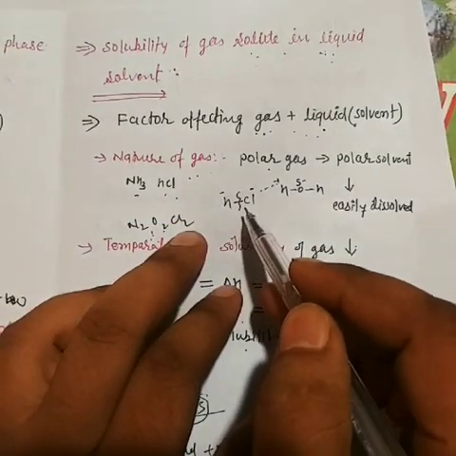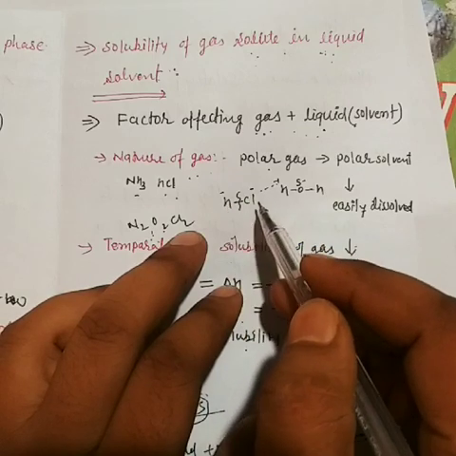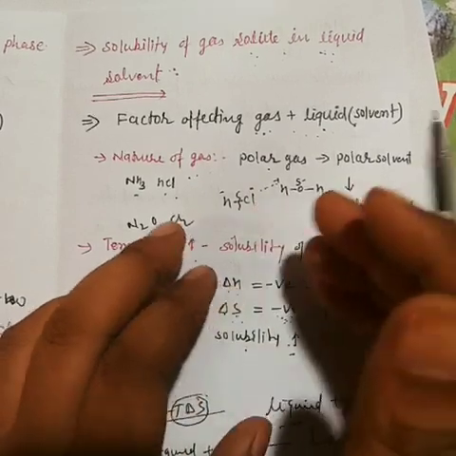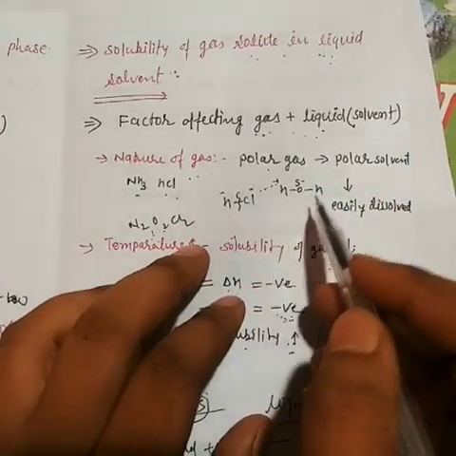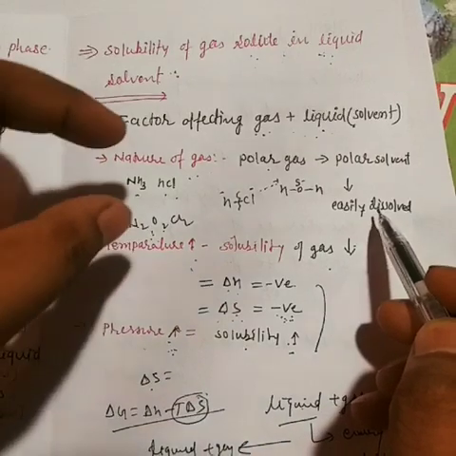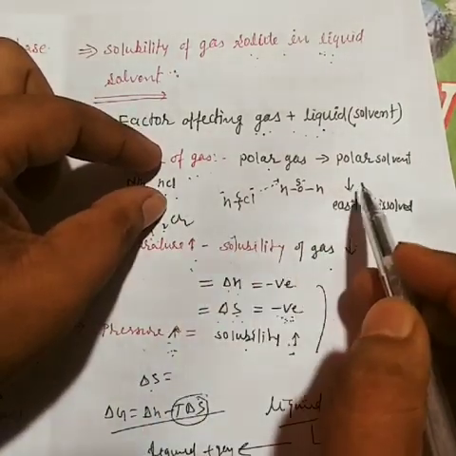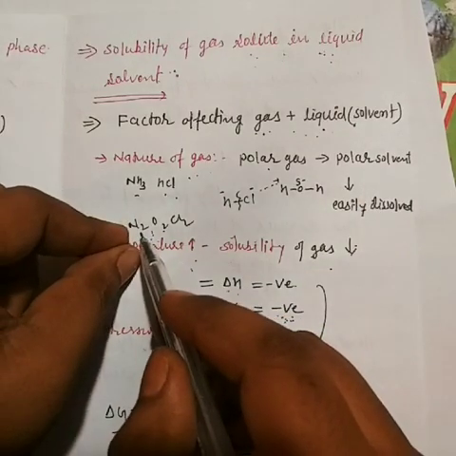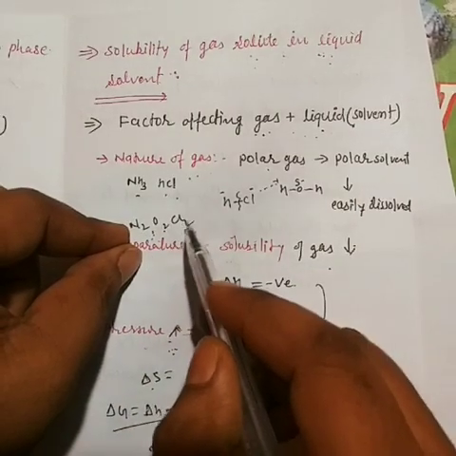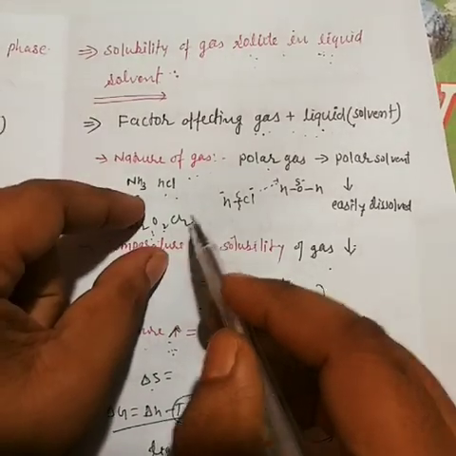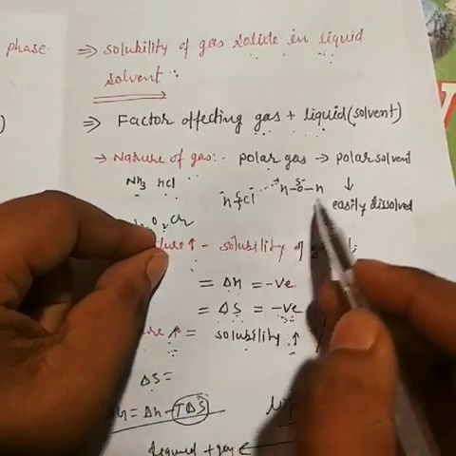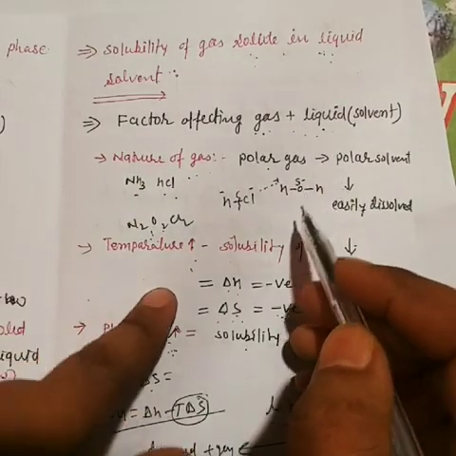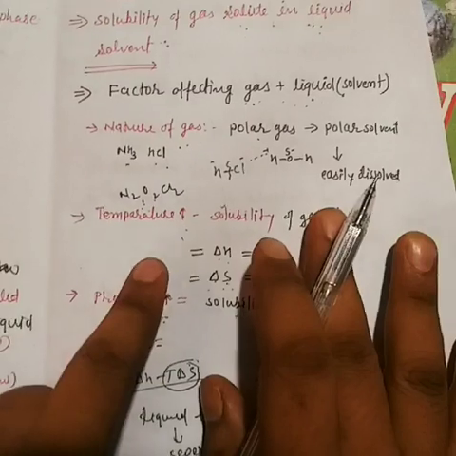I took HCl, which is also a polar substance. This negative and positive ends associate and it dissolves quite easily. That means polar gases dissolve in polar substances. Non-polar gases like nitrogen, oxygen, chlorine, hydrogen, etc. do not dissolve in polar substances. This is very important, and I think you understood.